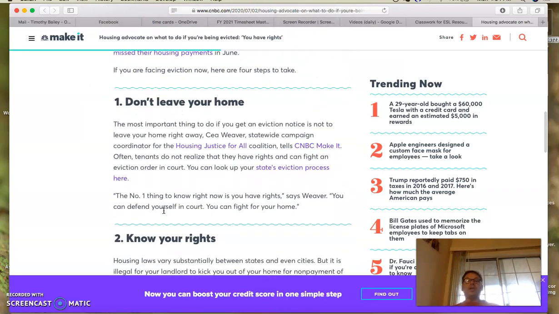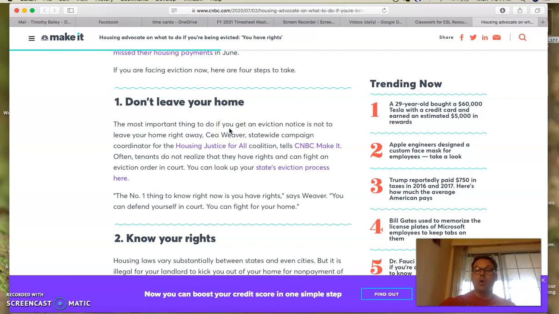So some things you should keep in mind. One is don't leave your home, right? So again, you should not find all of your household belongings on the sidewalk, and don't volunteer to leave the home without beginning the process, contacting someone to let them know what is happening.